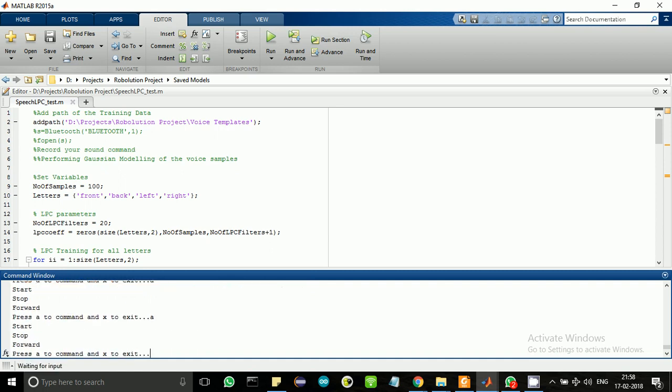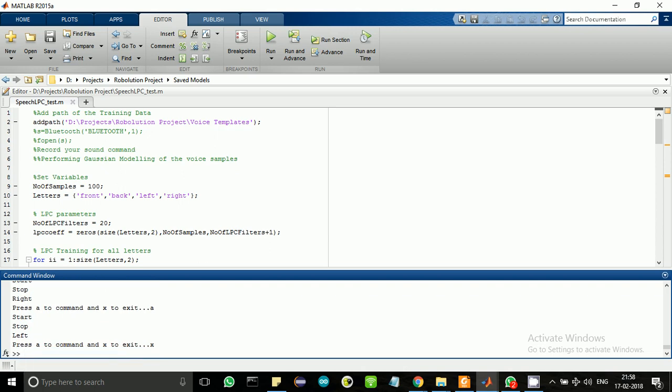Front. Back, left, right, left, back, right, left.